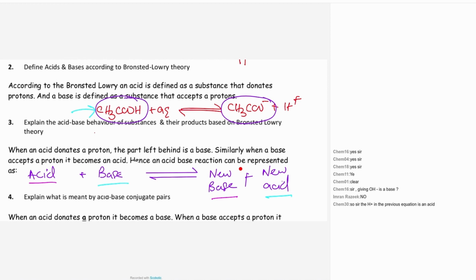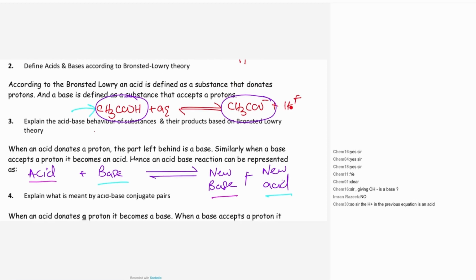But we don't define a base as a substance which gives OH minus ions. No need to be an OH minus donor to become a base. Any substance which takes H plus is also a base. For example, can you see the ethanoate ion? It's a base, but it doesn't give hydroxide. It takes H plus ions. So according to the Bronsted-Lowry theory of acids and bases, a base is a substance which accepts H plus ions, not a substance which gives OH minus ions. I hope it's clear.